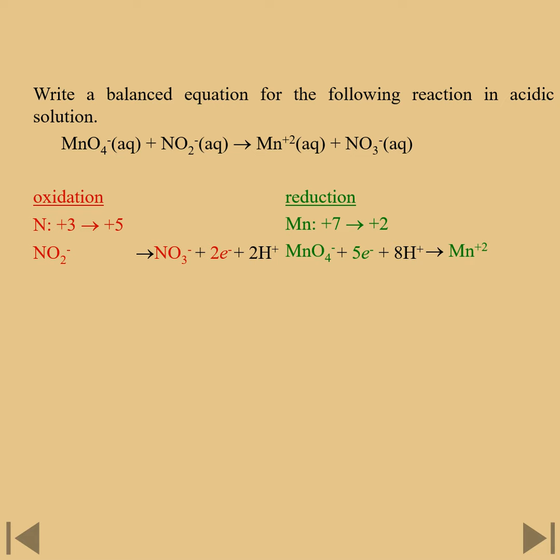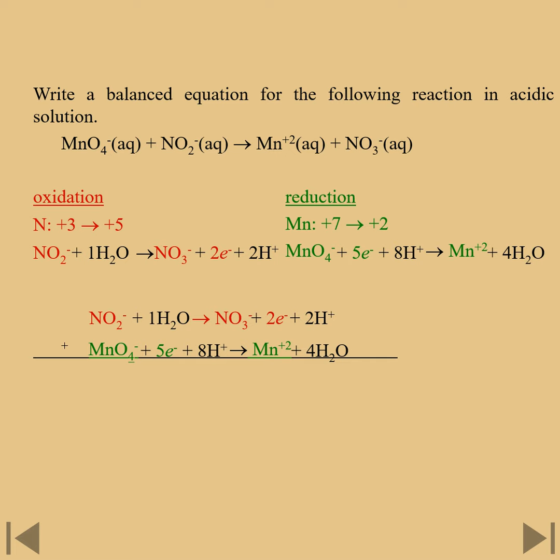And now step 2D, I'm adding waters to balance my oxygens. In the oxidation half reaction, I need 1 more oxygen on the left. In the reduction half reaction, I need 4 oxygens on the right. And again, do note the hydrogens just got taken care of by themselves.